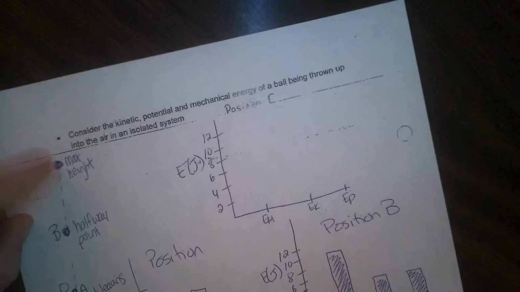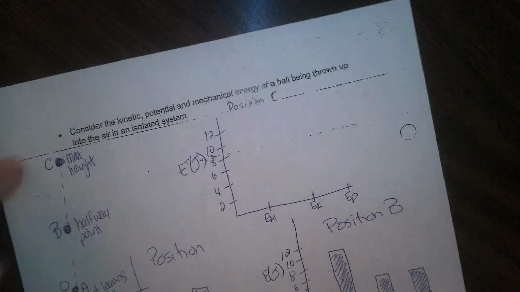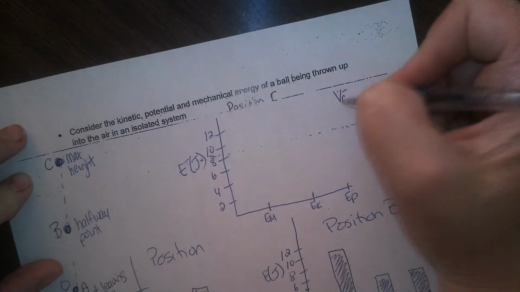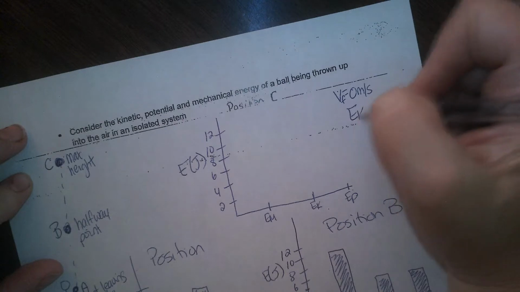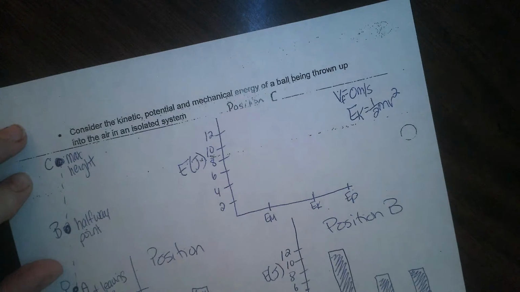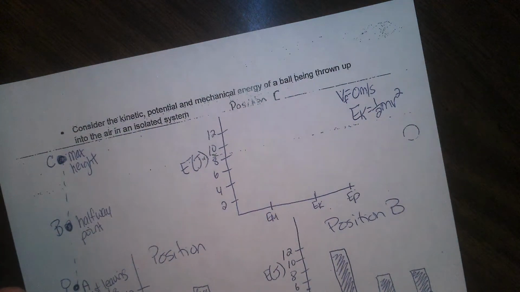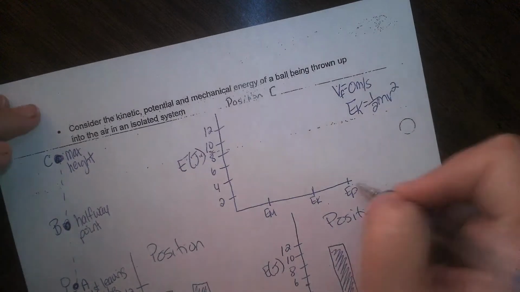Okay, here we are at max height. What do we know about velocity at maximum height? 0. If velocity final is 0 meters per second, and I measure EK this way, what would my EK value be? Say what? Say it with confidence. 0.